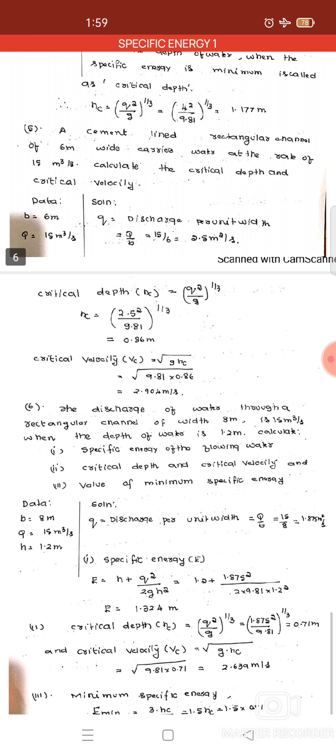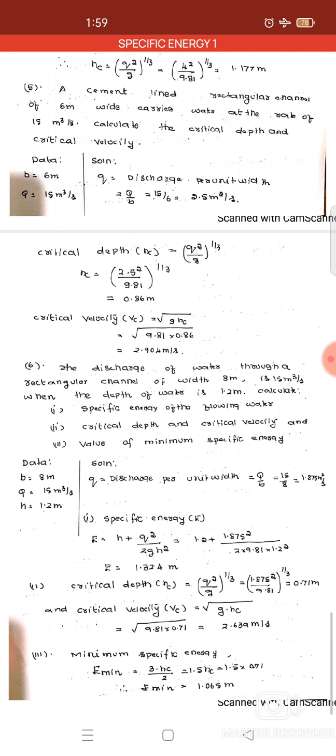Then critical depth, that is Hc is equal to (q square by g) to the power of 1 by 3, that is (1.875 square by 9.81) to the power of 1 by 3. That you will get as 0.71 meters. Then critical velocity, Vc is equal to square root of g into Hc, that is square root of 9.81 into 0.71. That will be equal to 2.639 meter per second. Then the third one, minimum specific energy. We have the condition E minimum is equal to 1.5 times Hc, that is 3 by 2 Hc. So Hc is calculated as 0.71. So 1.5 into 0.71, then E minimum is 1.065 meters.